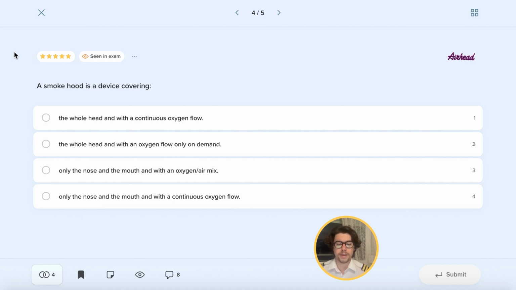However, this one is not on demand, it's a constant flow. If it's a smoke mask, then it will give you oxygen on demand, so it will only put the oxygen out as you breathe in. So these are the two key differences between smoke hood and smoke mask. So in case of the smoke hood, this will be a device that covers the whole head with a continuous oxygen flow. And this makes sense. Like I mentioned, if it was a smoke mask, then we do not have a continuous flow. The oxygen is given to us on demand, and they will cover our entire head way below the neck, actually. And they also make for a great Halloween costume.